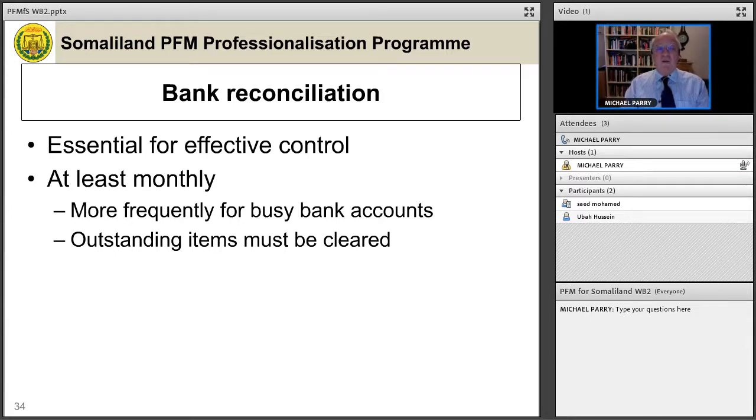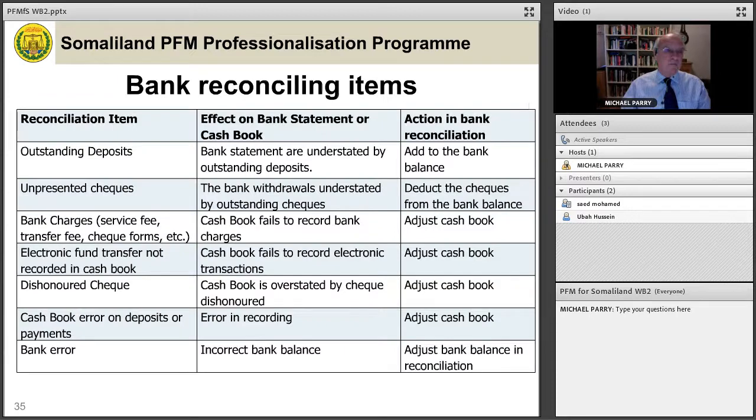You should have a bank reconciliation completed every month, and it's not just a matter of finding the differences. You must resolve all of the differences. You must clear any outstanding items. Again, I know countries where they do a bank reconciliation and they say, we have a bank reconciliation, and they can show you what the reconciling items are, but they're never cleared. That's no good. You must clear all of the reconciling items every month.